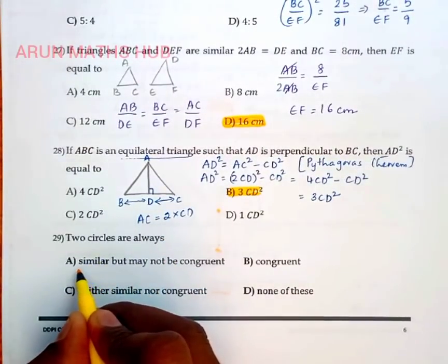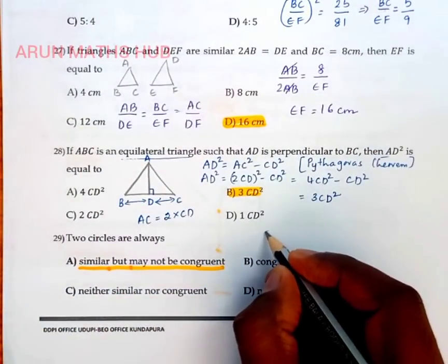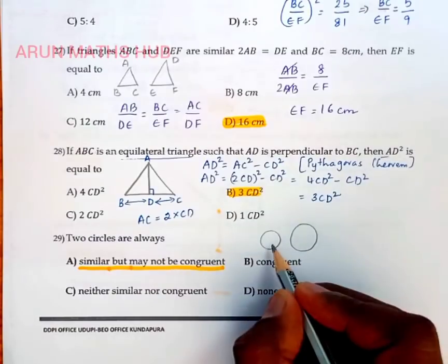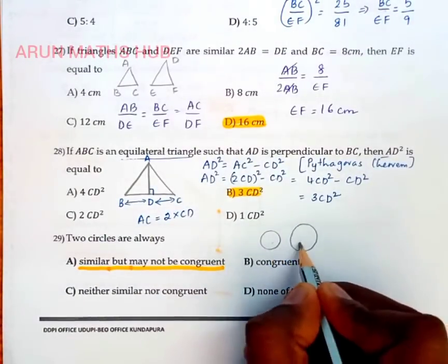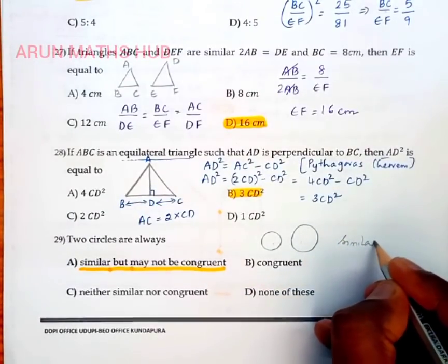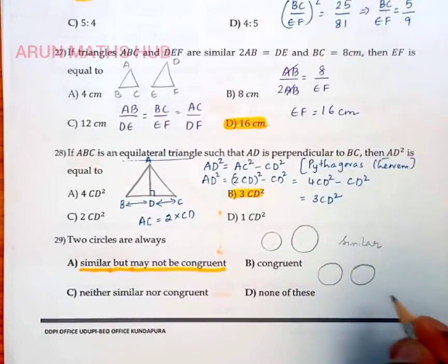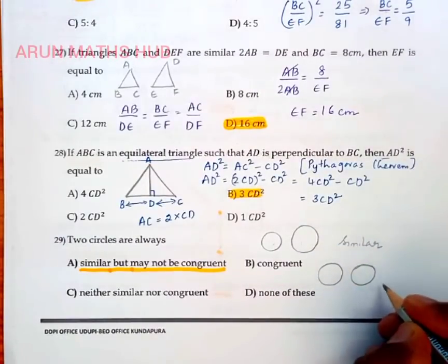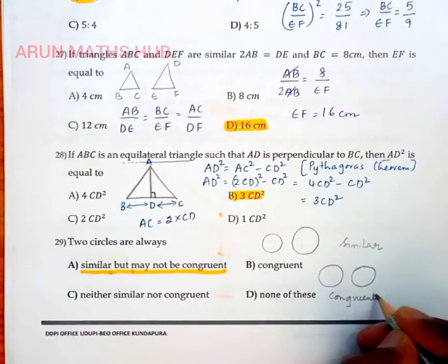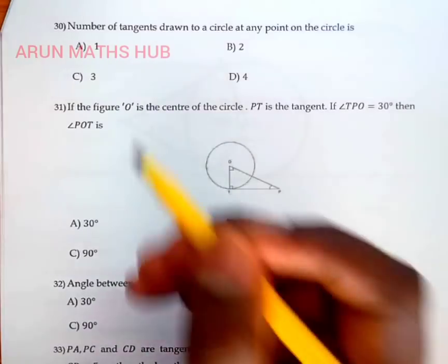Question number 29. Two circles are always similar. The two circles will always be similar but may not be congruent. What are similar figures? Same shape, different size. Therefore two circles can be similar but may not be congruent. What are congruent figures? Same size and same shape. Same shape, same size are congruent figures. Same shape, different sizes are called similar figures. Now moving to next question.